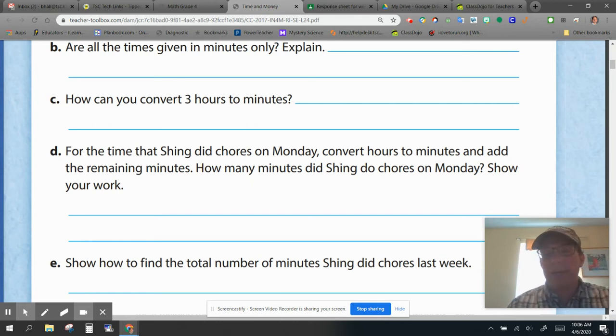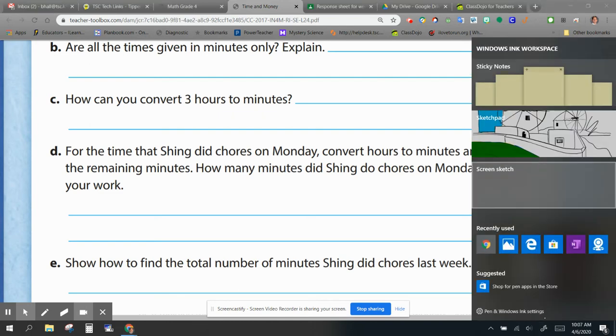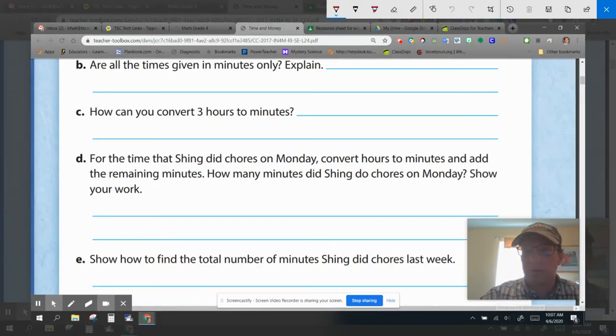60 minutes in 1 hour. Knowing that, you can just multiply 3 times 60. So 3 times 60, go screen sketch here. So knowing that, we have 3 times 60. 3 times 6 is 18. Add that other 0 for 180 minutes in 3 hours. For the time that Xing did chores on Monday, convert hours to minutes, then add the remaining minutes.